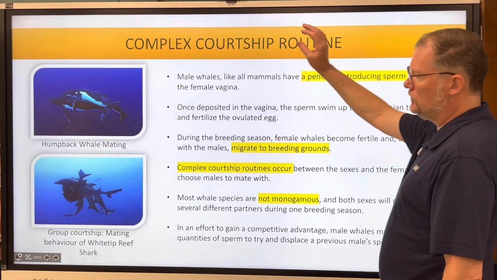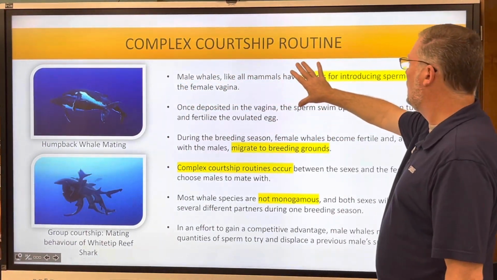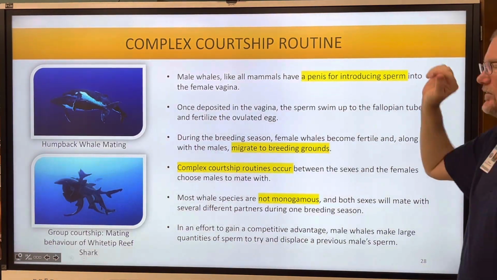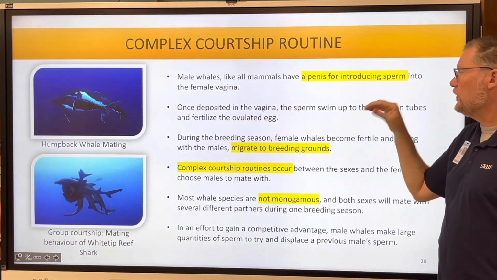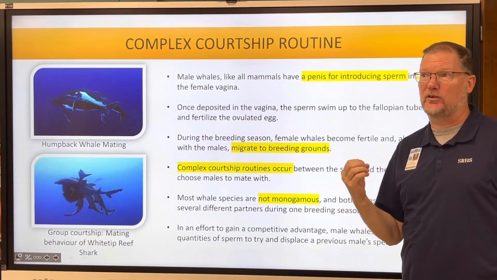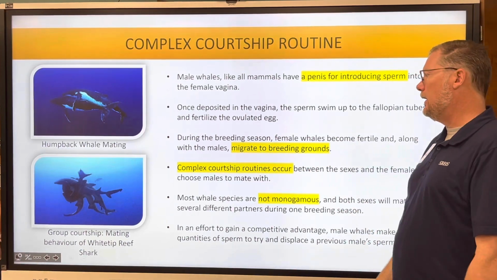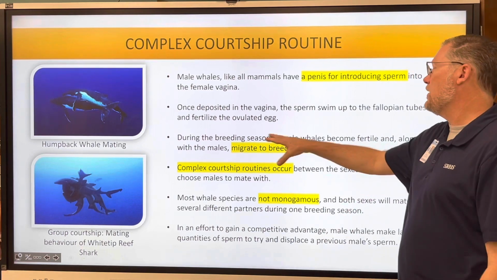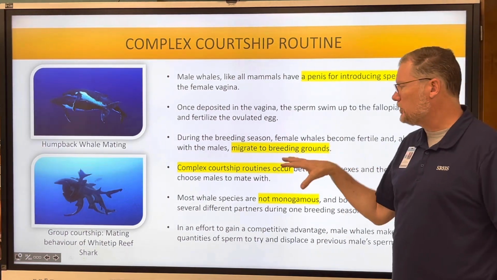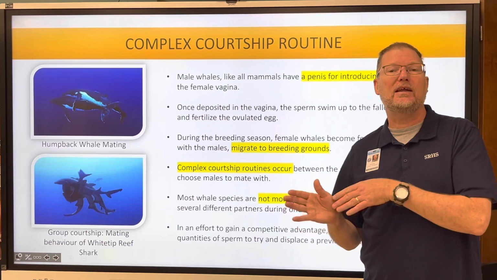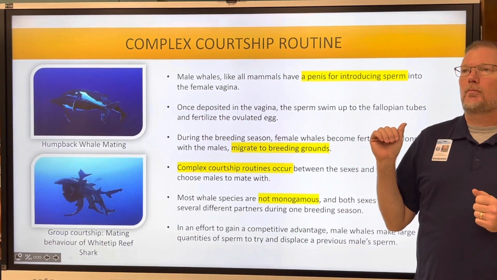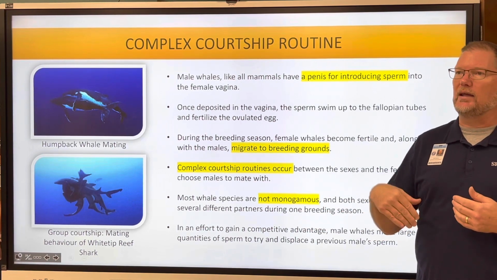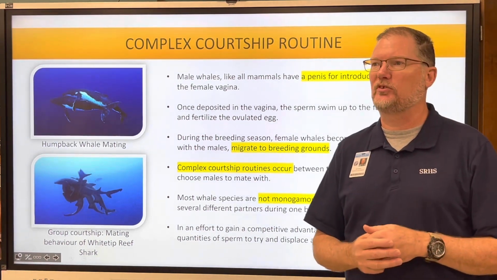So male whales, for example, have a penis and introduce sperm into the female vagina. Once deposited there, they swim up the fallopian tube. This should sound familiar because this is just how people do it, if you didn't know that already. So during the breeding season, the female whales become fertile along with the males, and then they migrate to breeding grounds. I believe in the Pacific Ocean, at least, they migrate to Hawaii. That's where the breeding grounds are for Pacific humpback whales.